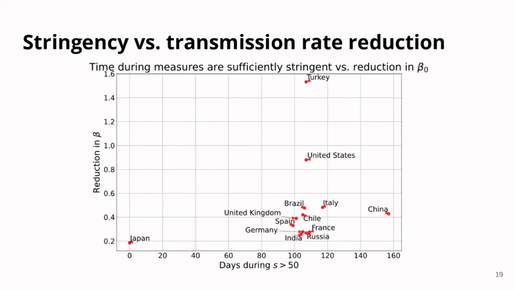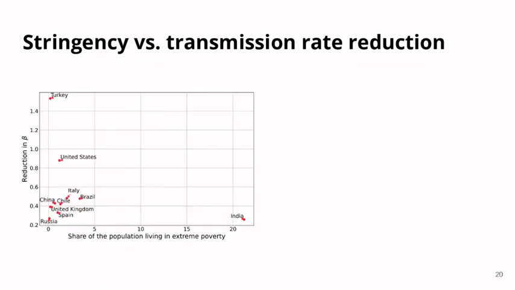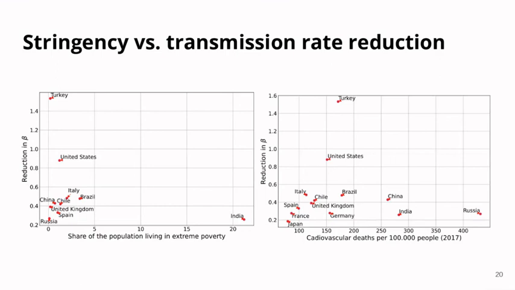If we try to map this relationship between the reduction of the transmission rate to other variables, such as, for example, the days during which the stringency measures were maintained, the relationship is much less clear. And it's the same case when, for example, we try to compare two country features, such as the share of population living in extreme poverty, or, for example, the cardiovascular disease incidence.